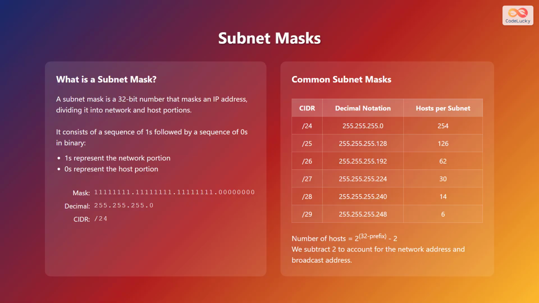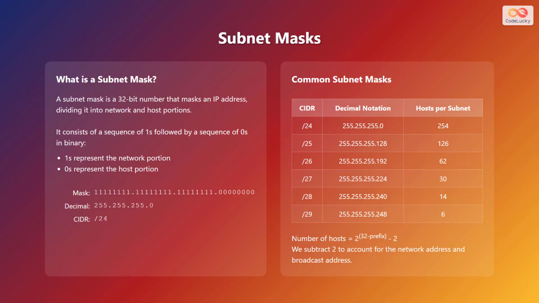A subnet mask is a 32-bit number that masks an IP address, dividing it into network and host portions. It consists of a sequence of ones, followed by a sequence of zeros in binary. The ones represent the network portion, and the zeros represent the host portion. For example, the subnet mask of 255.255.255.0 looks like this in binary: 11111111.11111111.11111111.00000000. This is equivalent to /24 in CIDR notation.